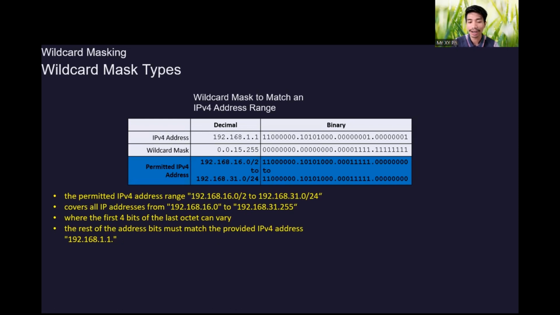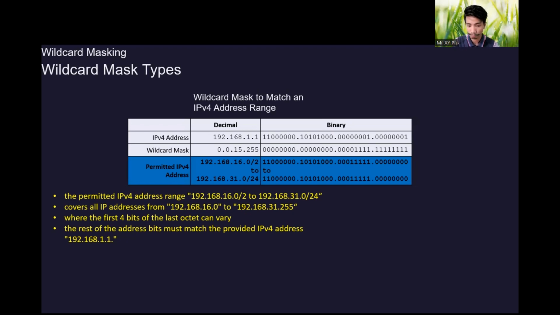I mean to say, the permitted IPv4 address range is 192.168.16.0/24 up to 192.168.31.0/24. So it covers all the IP addresses from 0 to 255. And of course, you are considering that the third octet is between 16 and 31, where the first 4 bits are matched and the last octet can vary. And the rest of the address bits match the provided address.